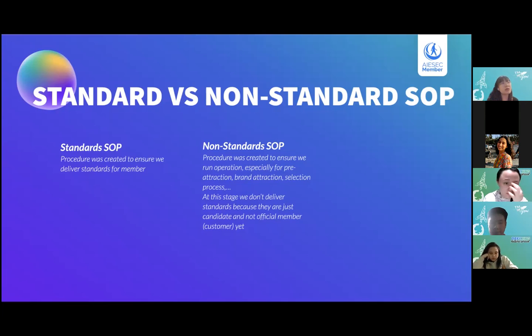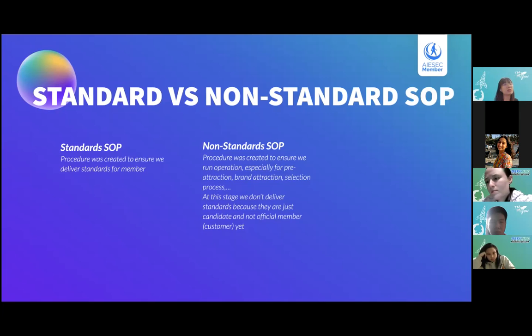So what this means is, when they are not our customer, we don't deliver the standard, but we still need to do some kind of procedure to ensure the operation is happening and the whole customer journey is happening, especially the process for attraction, the process for brand attraction, selection, and until acceptance, like the overall recruitment and remuneration.